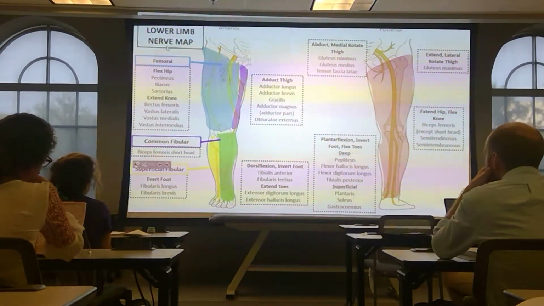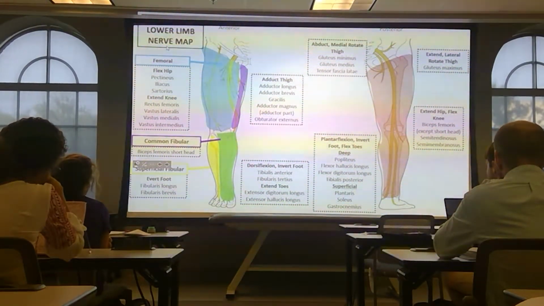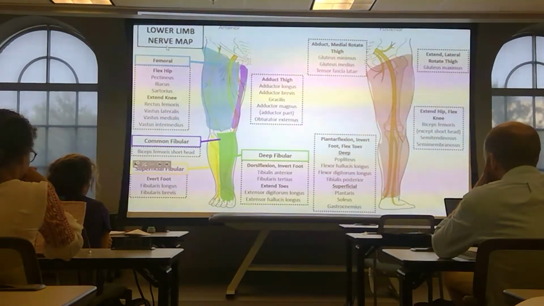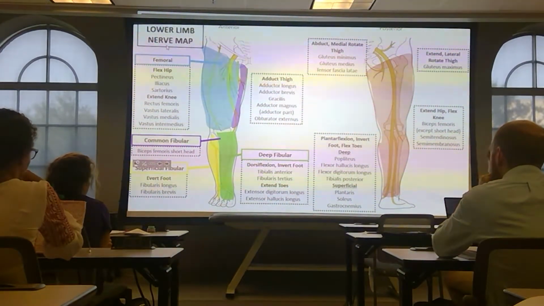The superficial fibular everts the foot, and the muscles that do that are fibularis longus and fibularis brevis. The deep fibular innervates all the muscles that dorsiflex and invert the foot, so that's tibialis anterior and then fibularis tertius. Remember, peroneal is the same word as fibularis. And then extend the toes, so extensor digitorum longus and extensor hallucis longus.